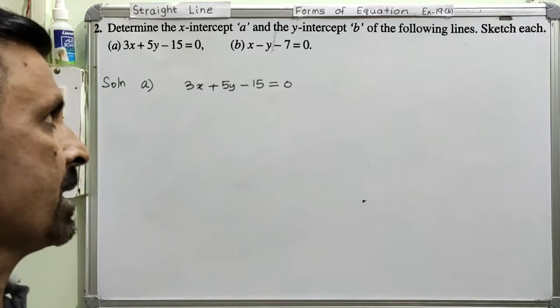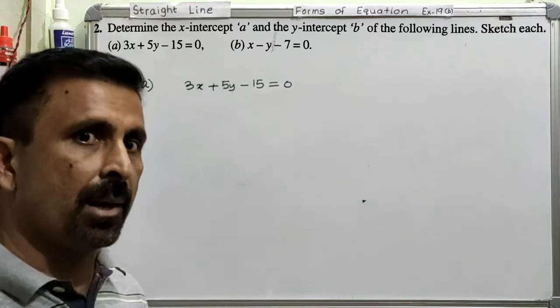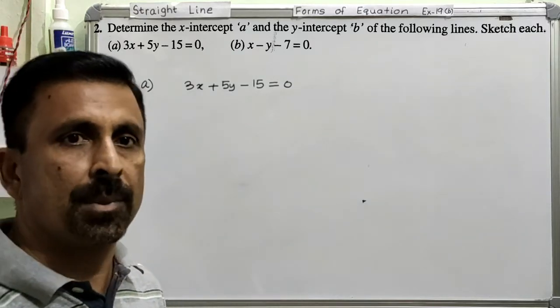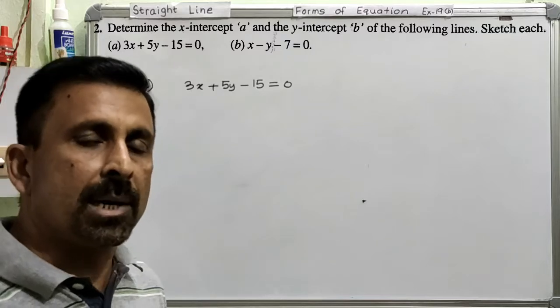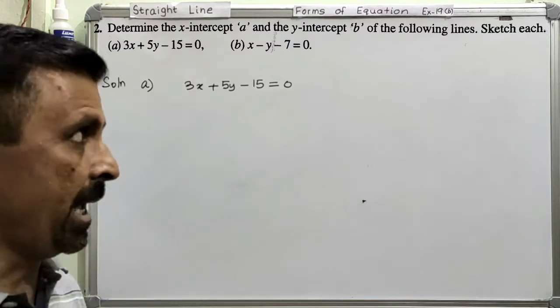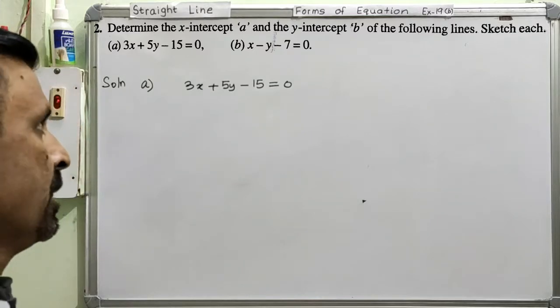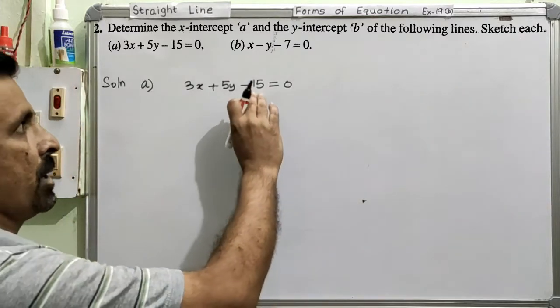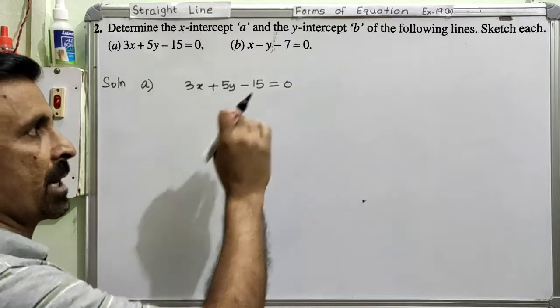So if you have the equation in the general form, how can we use it? Or how can we reduce the equation so that we are able to get the x-intercept and y-intercept? To do that, first of all, this constant will be taken to the right side.